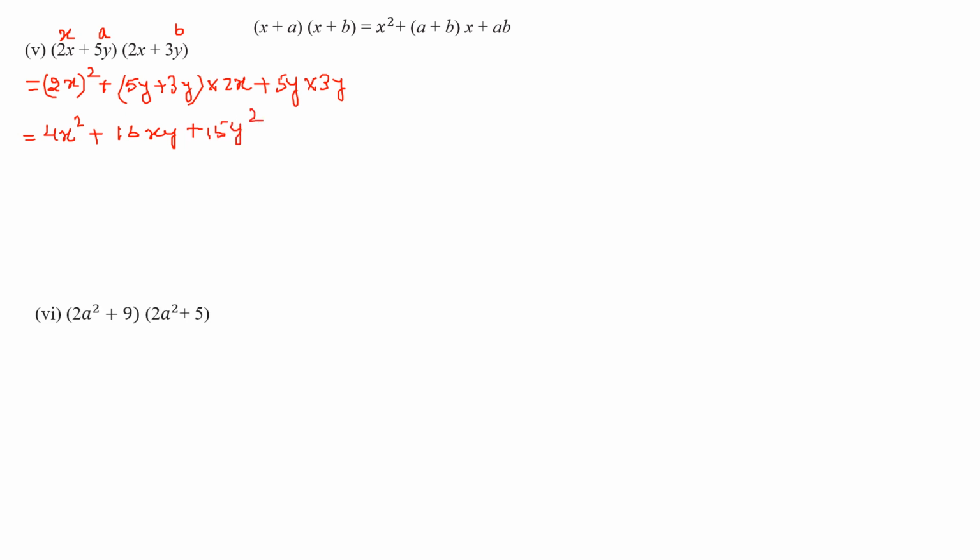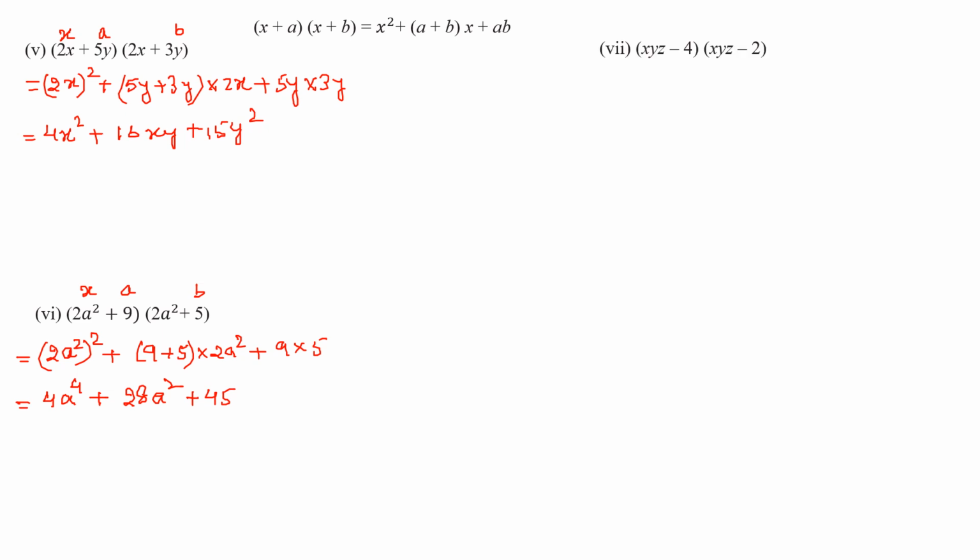Sixth question, (2a² + 9) multiplied with (2a² + 5). Here your x is 2a², your a is 9 and your b is 5. So x² means (2a²)², plus (a + b), so 9 plus 5, times x, which is 2a², plus a into b, which is 9 into 5. So this will give you 4, 2 squared is 4, (a²)² will give a to the power 4. 9 plus 5 is 14, 14 into 2, 28a², plus 45.